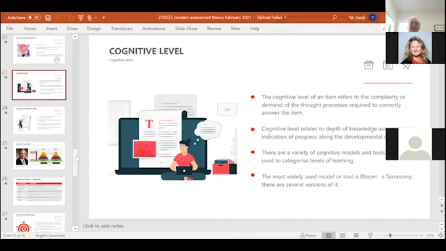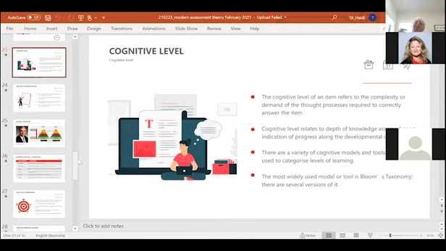And the cognitive level refers to the complexity of the thought process required to correctly answer the item. What does a student need to do to answer this item? The way we define that is we've got some models, which tell us: is it just recall that I'm asking, or is it something more complex, or do I have to do something with the knowledge? And there are a whole pile of hierarchies which tell us that.